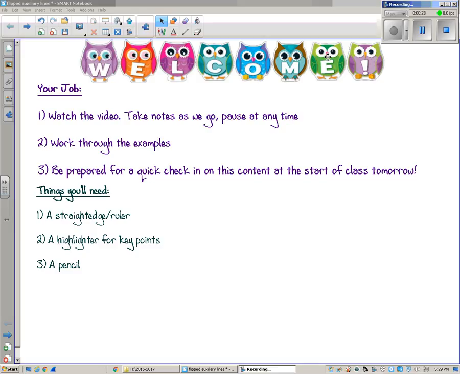Things you're going to need for this video is a straight edge or a ruler. You're going to need a highlighter for any key points that you make and a pencil. So take a second now, pause the video, and get those materials before you get started.